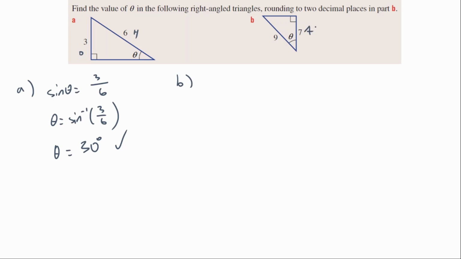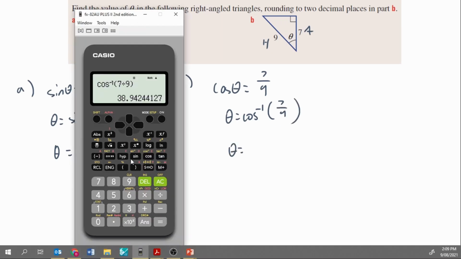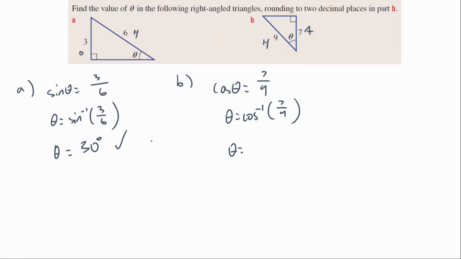That's the adjacent, that's the hypotenuse. So it'll be cos theta equals 7 over 9. Theta will equal cos power of -1 times 7 over 9. And theta will equal a final value of 38.94 there. So if you got 38.94 degrees, give yourself a tick.